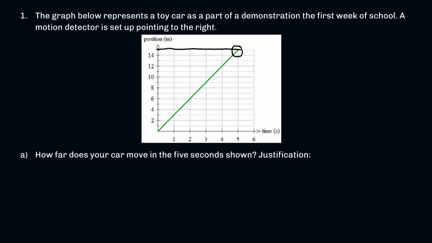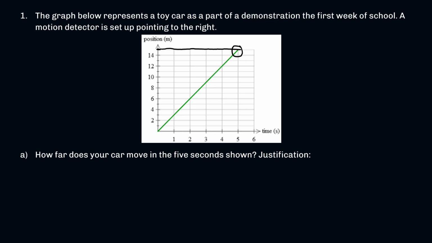So my full justification would be my fact first. To determine how far from the detector an object is located, look at the vertical axis of the position time graph. And then you can say, since the top of my position time graph lines up with 15 meters at 5 seconds, then I was 15 meters away from the detector at time 5 seconds.